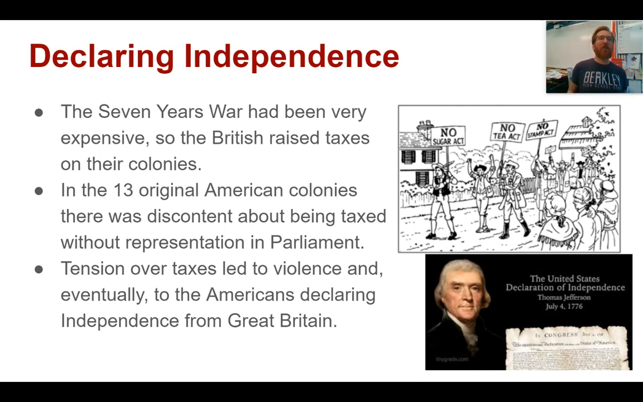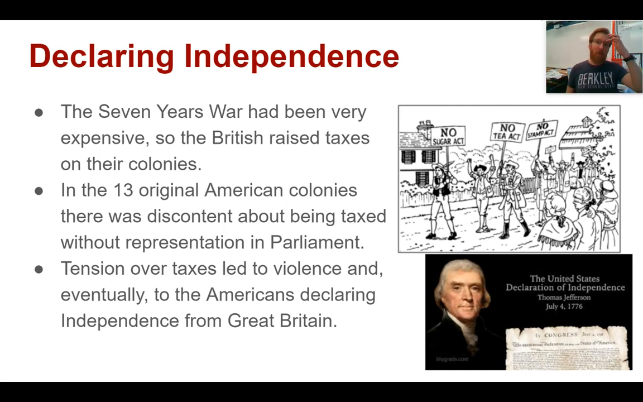Now, the 7 Years' War had been very expensive. The British had spent a lot of money to fight and win this war. So to pay off those debts, they then raised taxes on their colonies. Now, the 13 original American colonies took issue with this because one of the principles of British government was the idea of no taxation without representation. The American colonies didn't have representation in Parliament, and it was Parliament imposing these taxes on the American people. American people were not okay with being taxed, but not having representation.